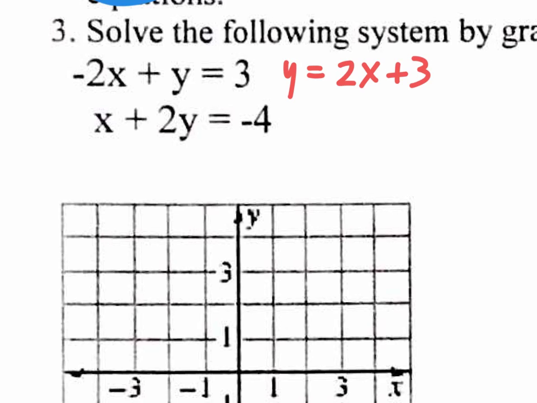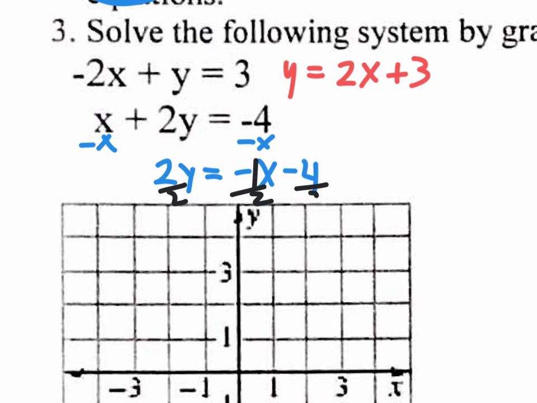The bottom equation, we're going to have to subtract x. We're going to have 2y equals negative x minus 4. And then we're going to rewrite it by dividing everything by 2. Now remember, there's an invisible 1 right here in front of the x. So when you divide everything by 2, you're going to get the final slope-intercept form equation, y equals negative 1/2 x minus 2. Does everybody agree? Yes, I agree. Okay, thank you.